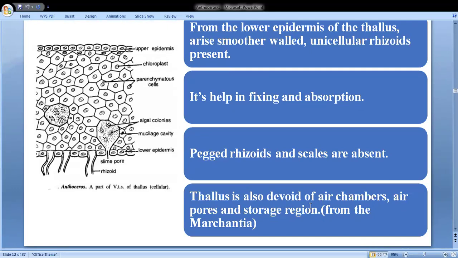Ma'am, you said that it consists of upper epidermis and lower epidermis. What is the meaning of upper and lower? See here in the diagram, you observe that upper epidermis is on the upside, lower epidermis is down, at the bottom side, where the smooth rhizoids are there. This epidermis is dividing upper and lower. In the center, these are the parenchyma cells.